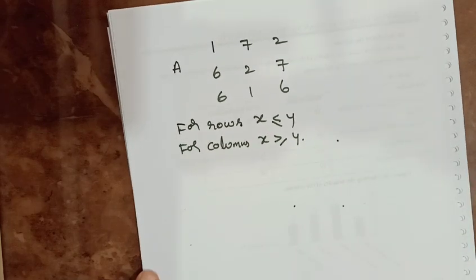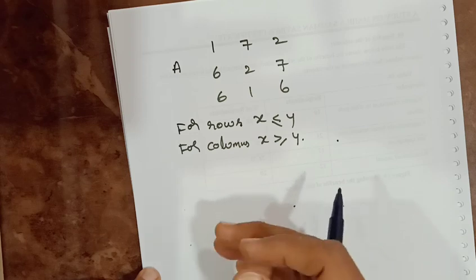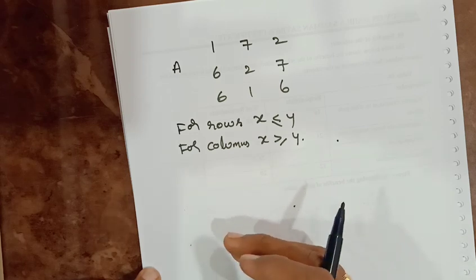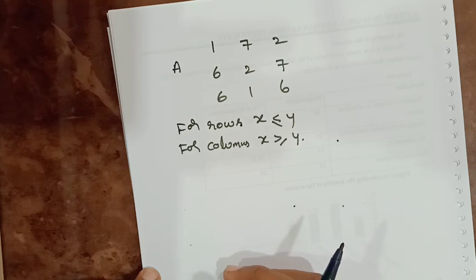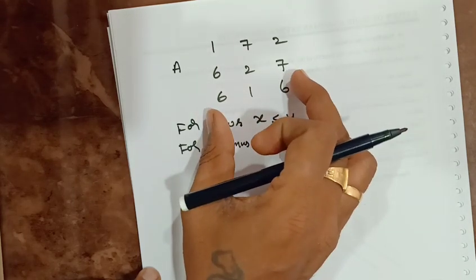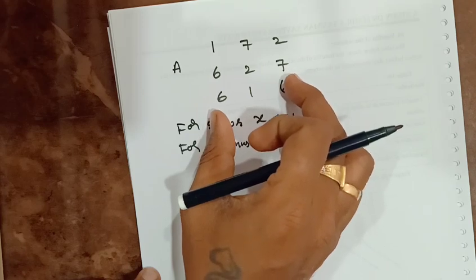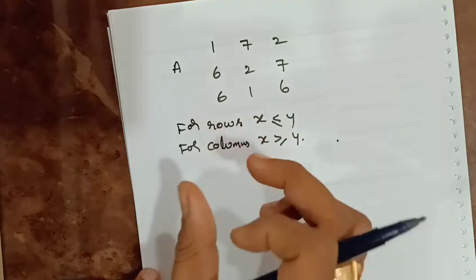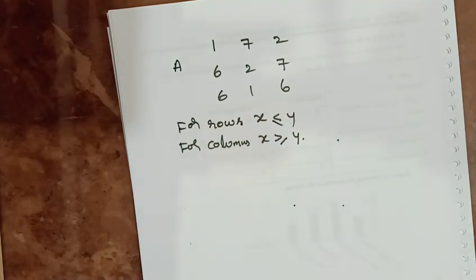So in the dominance principle, when do we apply it? Suppose one particular outcome is dominating another outcome. Here in this particular game, we are trying to minimize this outcome. We'll see how we can solve this particular game using the dominance principle.